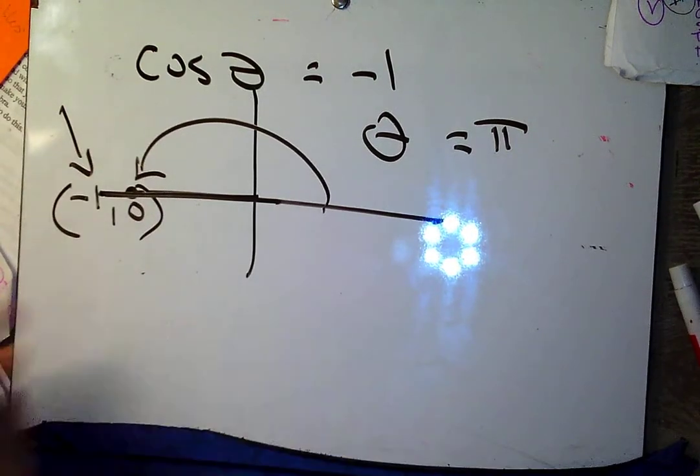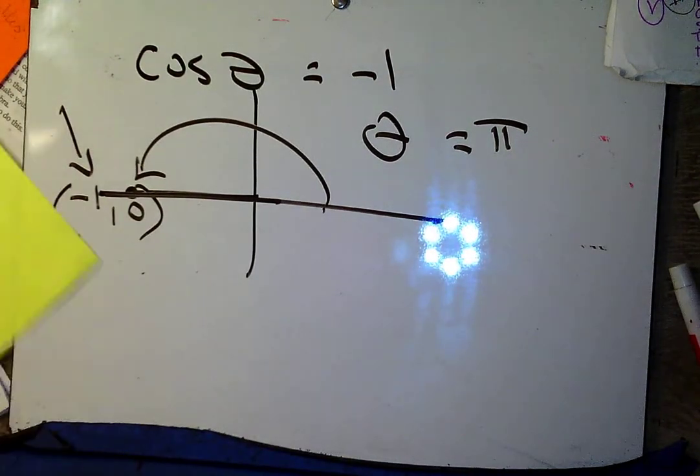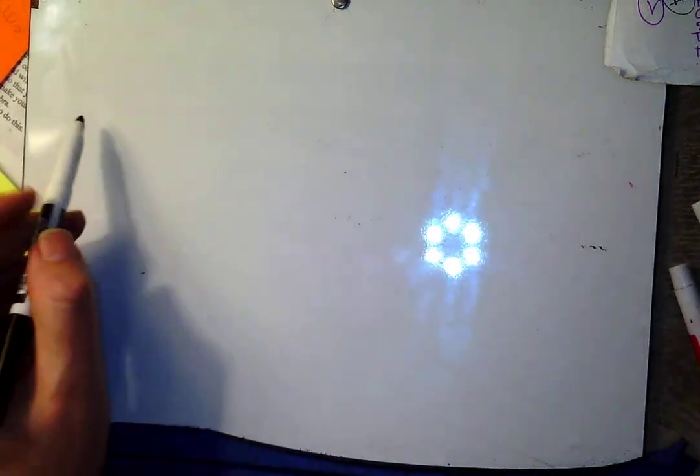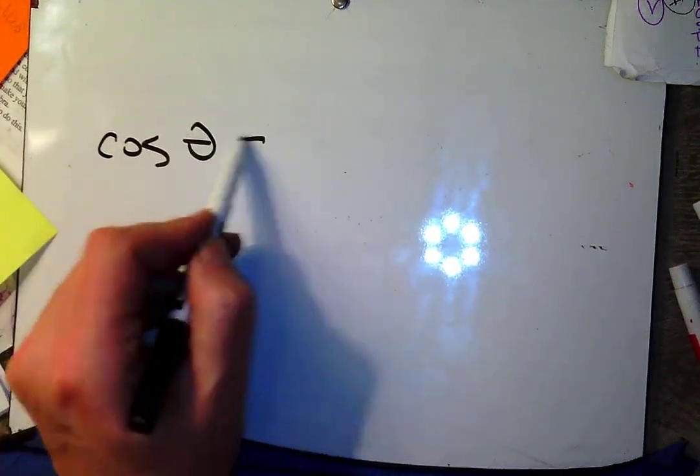So, can you do one? Can you do another? How about this one? How about cosine of theta equals 0?